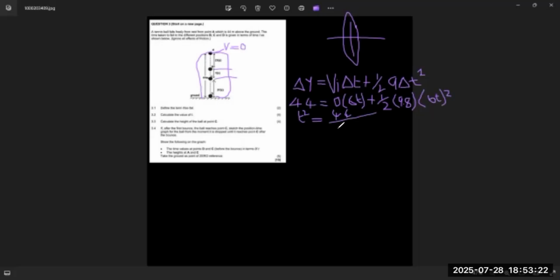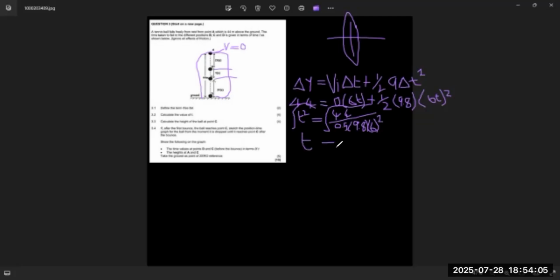44 all over. I'll just say 1 over 2 is 0.5 to avoid fractions. It's 0.5, all multiplied by 9.8 times 6 squared. Type it into your calculators. So let's just get the value of t. So put it in a square root so that we just get the value of our t.